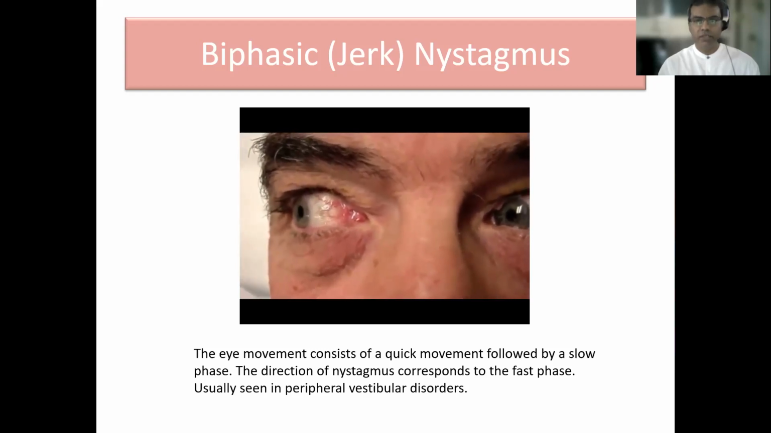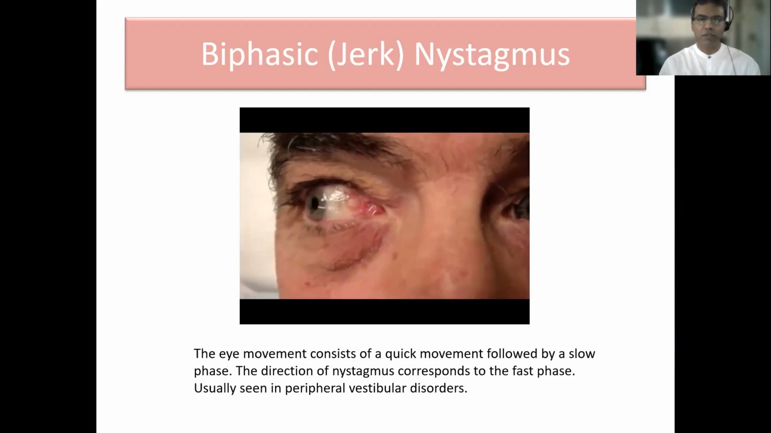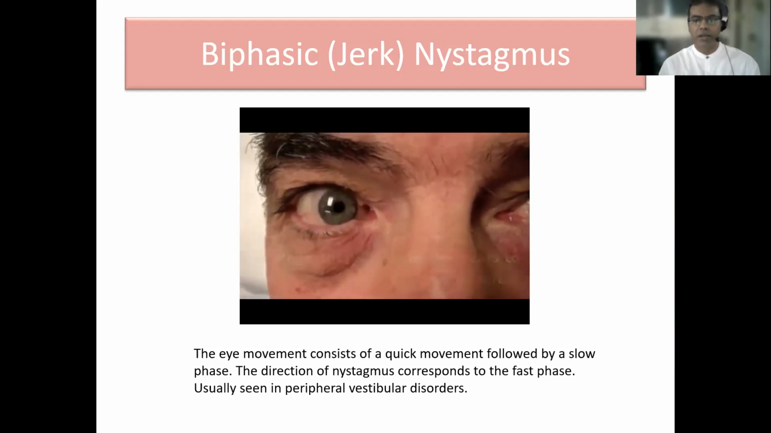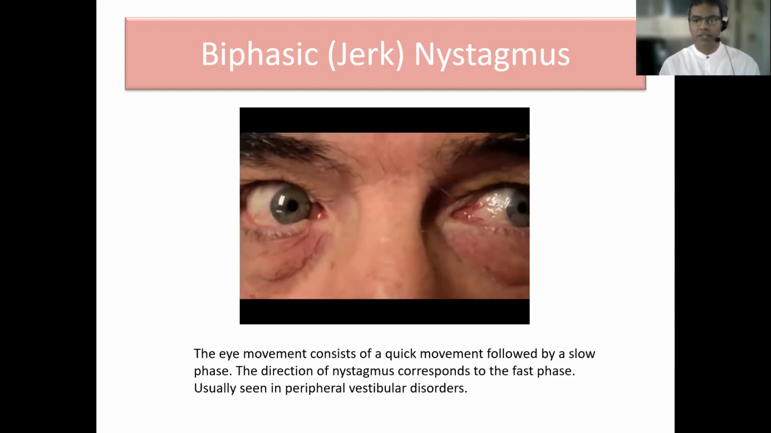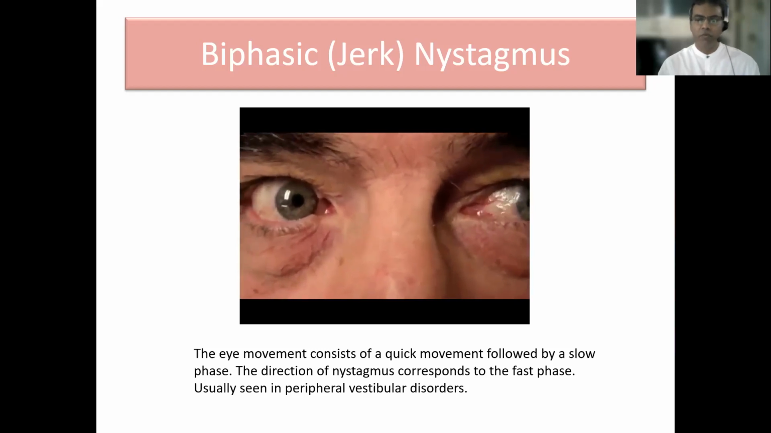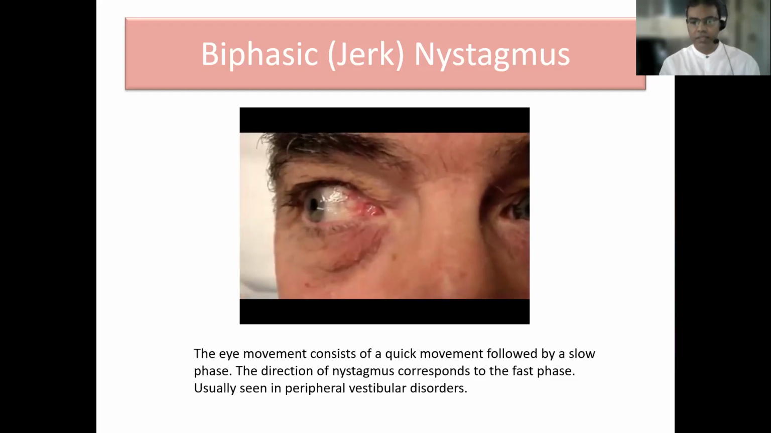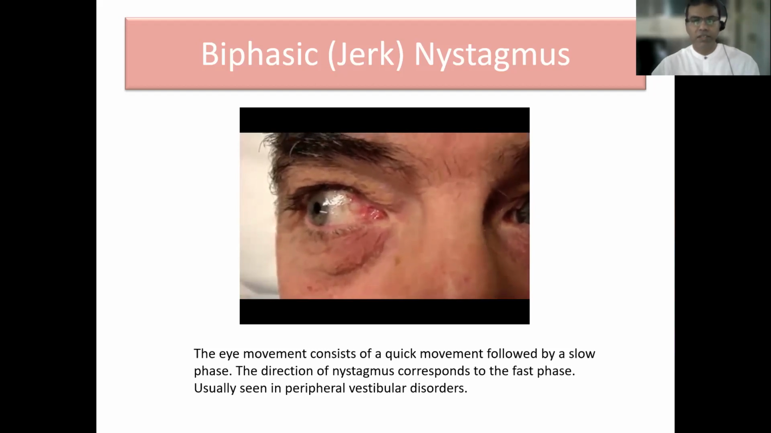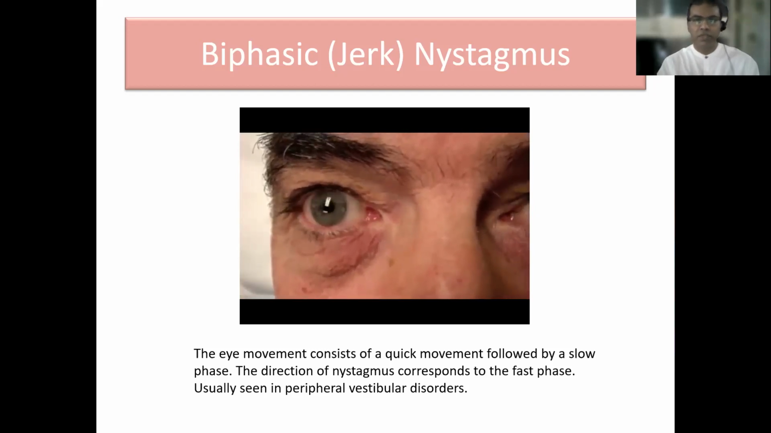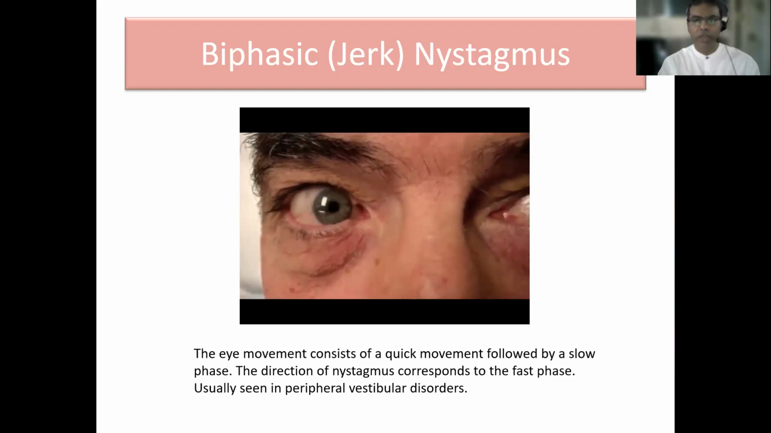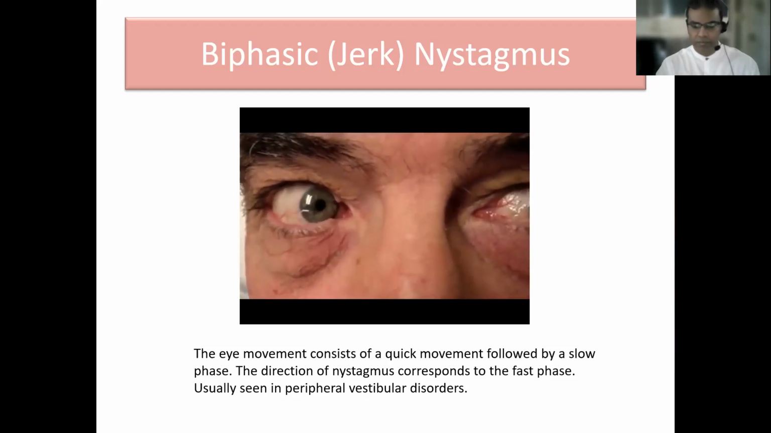In a peripheral vestibular disorder, the fast phase of the nystagmus beats away from the site of the lesion. So in this patient, when he looks to the left, there is nystagmus to the left. So the site of the lesion is on the right. The fast phase of the nystagmus beats away from the site of the lesion.